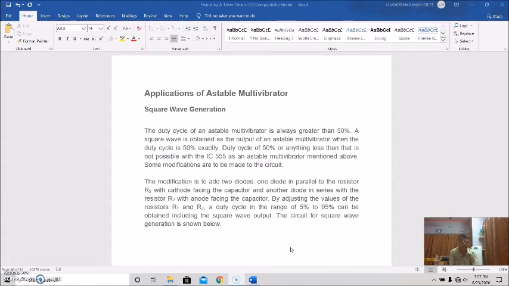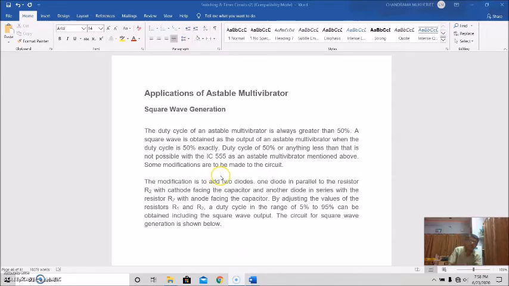So it will be just exactly equal, and as a result, exact square wave generation will be possible by astable multivibrator if the duty cycle is exactly 50%. A duty cycle of 50% or anything less than that is not possible. At best, the turn on and turn off times will be the same, which is also very difficult. So that is not possible with IC 555 as an astable multivibrator.